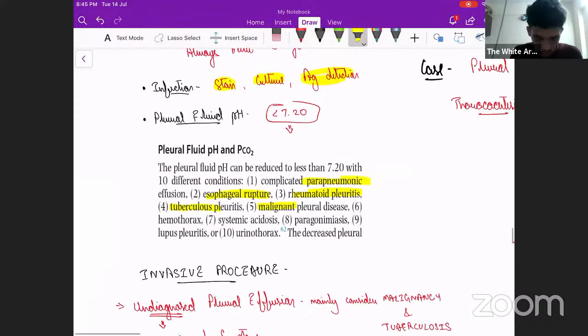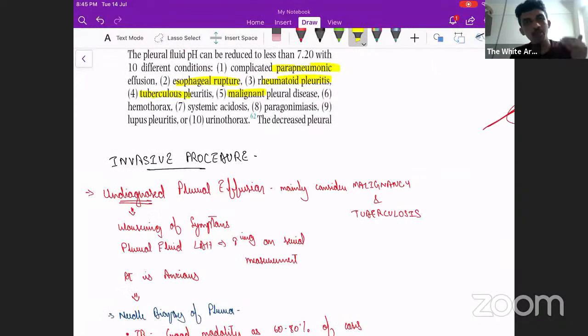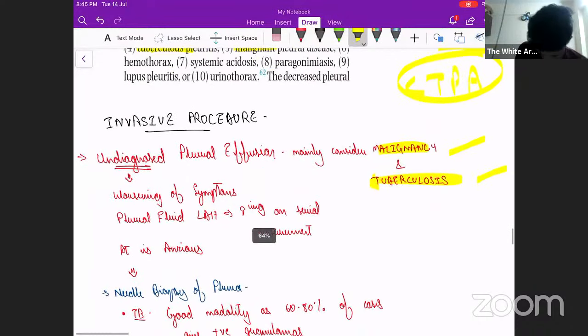Okay. Next, what are the invasive procedures? Till now we saw, but even after this, most of the cases might not be diagnosed. Not most, around 30 to 40% of the cases might escape diagnosis. When we think of this, only three things should come to our head: malignancy, tuberculosis and pulmonary embolism, as we saw just now. Pulmonary embolism, you do a CTPA and you find out. Okay, fine. But how do we find out whether it is malignancy or TB? One is worsening. One is by doing invasive procedure.